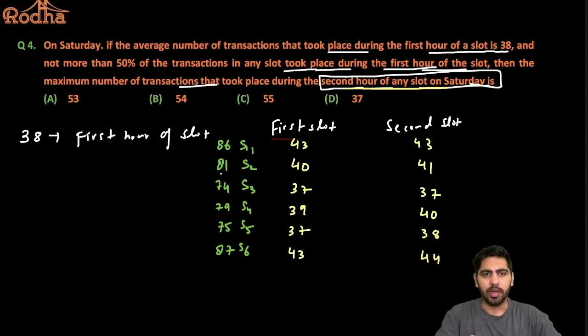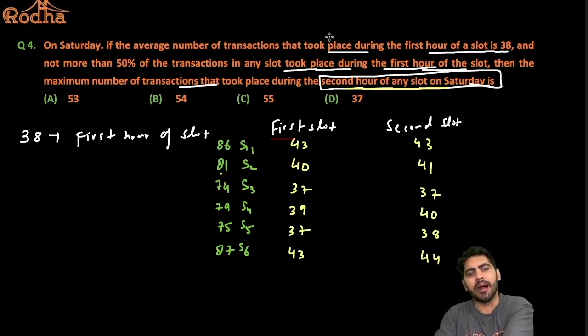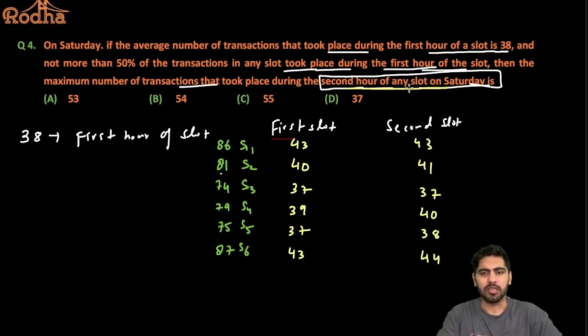Okay. So what I'm trying to say here is I want to maximize the number of transactions that took place during the second hour of any slot on Saturday, right? So if I want to maximize, can I say I should focus on the maximum transaction already occurring in the second hour of the slots on Saturday, right? On any slot, right? So this is basically hours, not slot here. I should rather write it here as R, right? First hour and second hour, right? So I should write here R's, first hour and second hour, and these are my slots here, right?